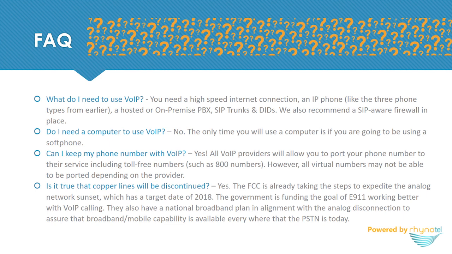Is it true that copper lines will be discontinued? Yes. The FCC is already taking the steps to expedite the analog network sunset, which has a target date of 2018. The government is funding the goal of E911 working better with VoIP calling. They also have a national broadband plan in alignment with the analog disconnection to ensure that broadband and mobile capability is available everywhere that the PSTN is today.